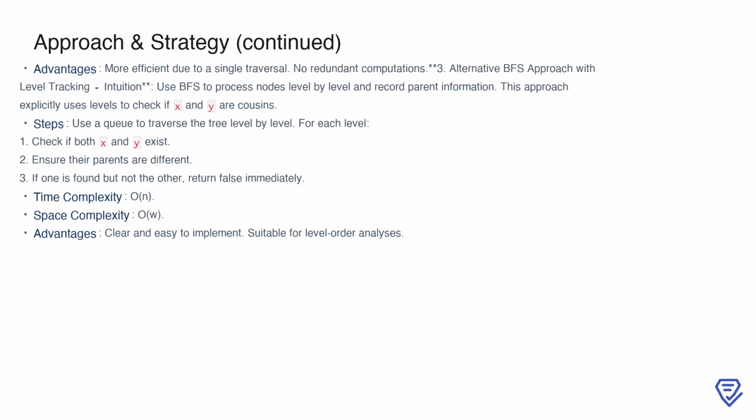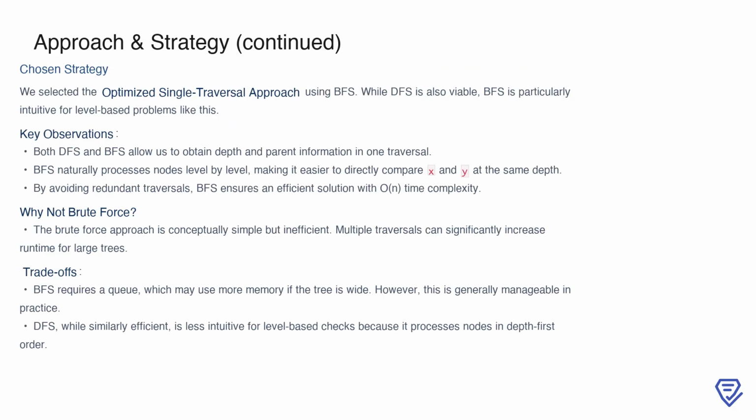Overall, both optimized methods offer significant improvements over the brute force approach, making them better candidates for solving this problem effectively. Among the approaches considered, we chose the optimized single traversal approach using BFS. While DFS is also a viable option, BFS is particularly intuitive for problems that involve comparisons at the same depth. With BFS, we process nodes level by level, which makes it straightforward to compare X and Y as soon as they are encountered. Both BFS and DFS allow us to gather the depth and parent information in one traversal, but BFS avoids the complexity of backtracking and provides a clear level-based perspective.